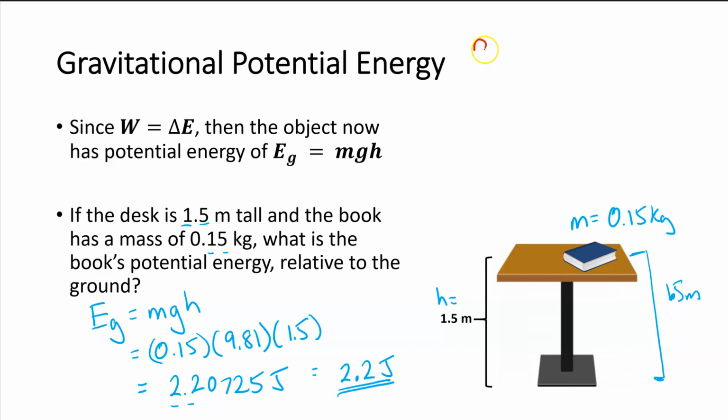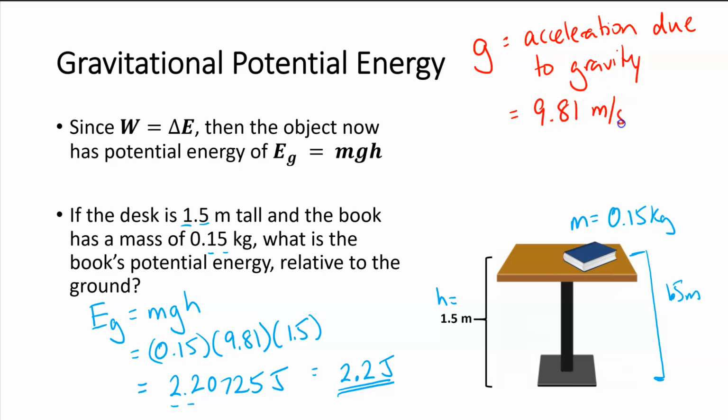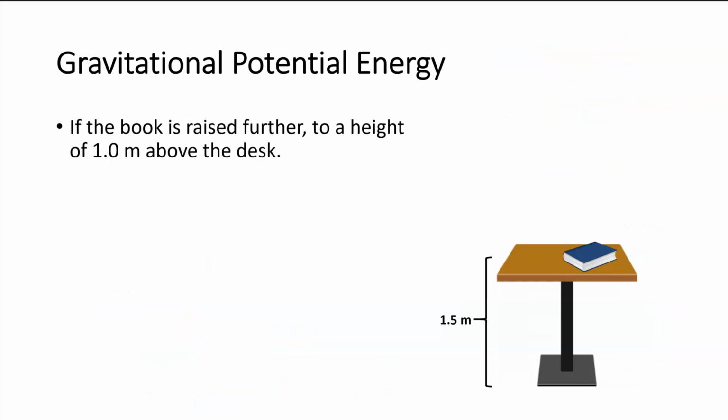And just so I can be very clear, g, which equals acceleration of an object due to gravity, equals 9.81 meters per second squared on Earth. Now note, potential energy is measured relative to a surface, be it a desk or the top of the ground. Your height is always relative to some surface.